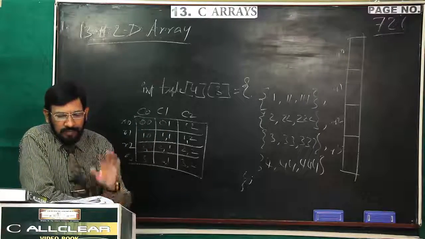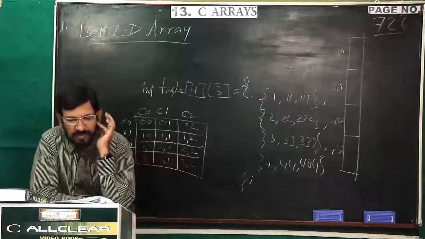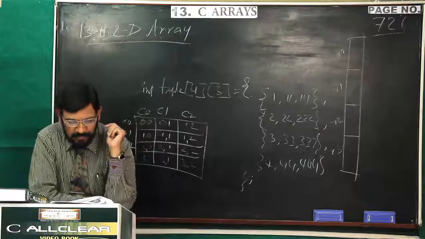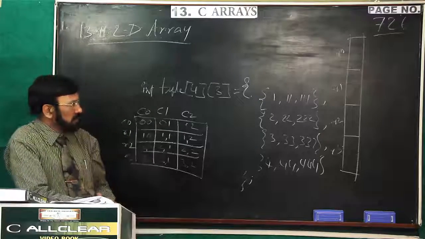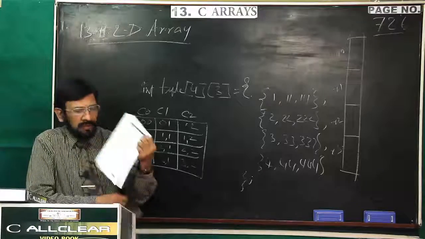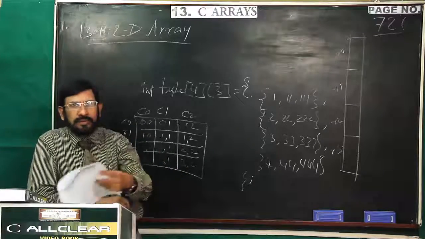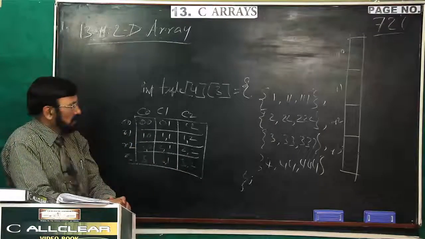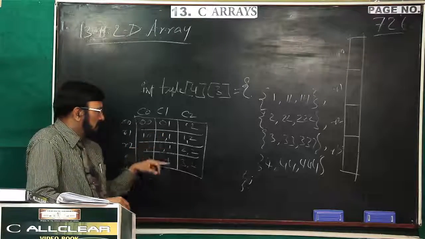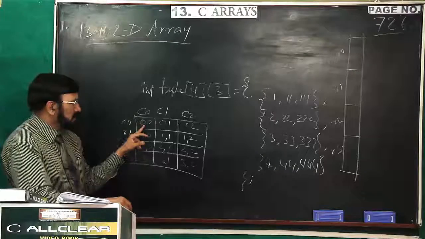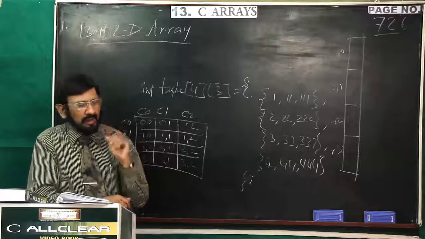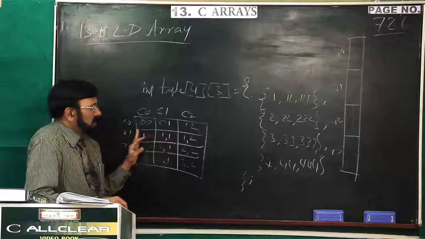And you see that you refer to this table on page 728, and the memory map also, how it is stored in the memory, you can have a clear picture. This knowledge is very essential. A one-dimensional array is a set of elements. A two-dimensional array is an array of arrays. So it is a set of one-dimensional arrays. Now that fact you have to understand.